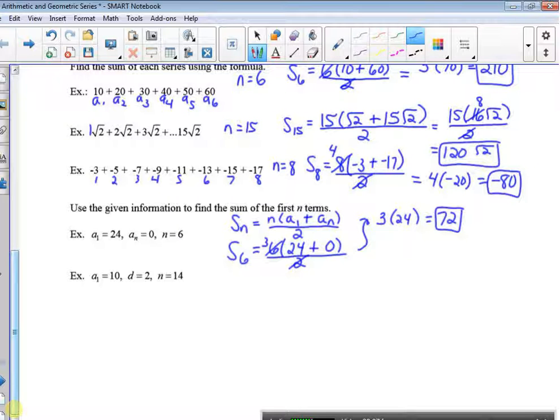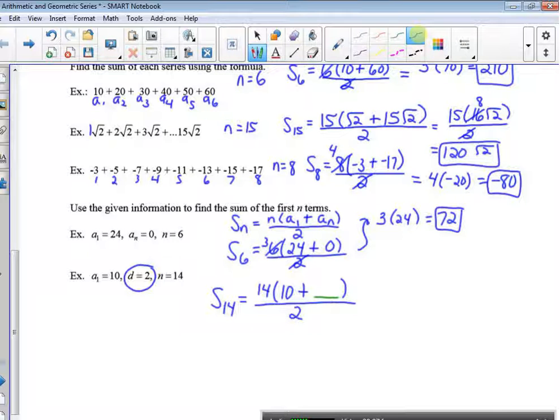All right, on the next one, we have S sub 14 equals 14 times 10 plus. Now, on this one, all I have is d equals 2. I do not know a sub n. I know the common difference. So I'm going to leave this one for a second and find it and then come back to it.